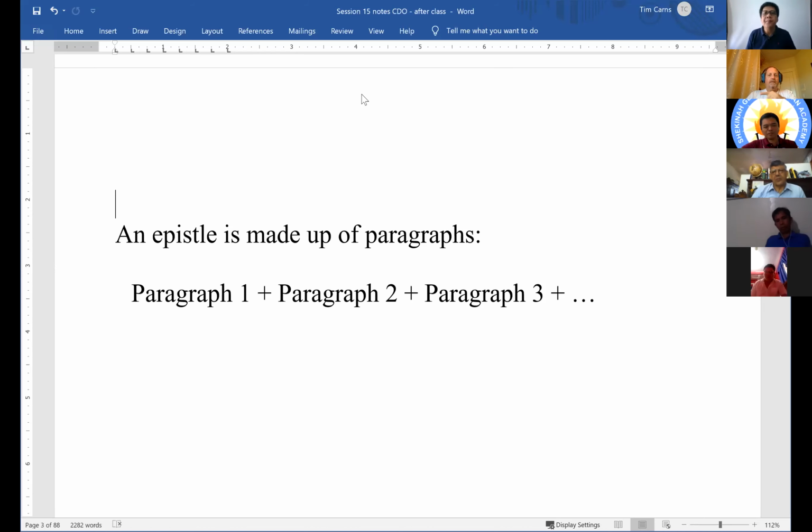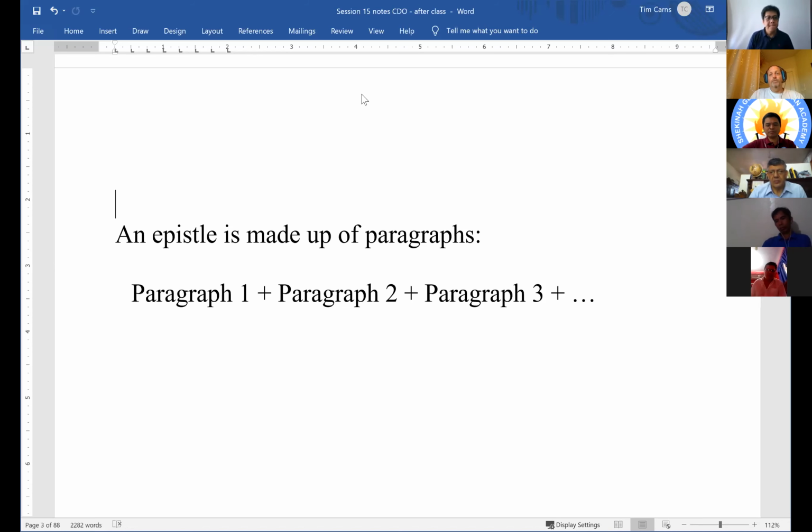So if you think of an epistle like a buko, a coconut pie, and it's got several pieces, right? You don't eat the whole thing, you eat it in pieces. And those pieces you can think of as paragraphs. An epistle is made up of a series of paragraphs. Each paragraph represents a unit of thought.